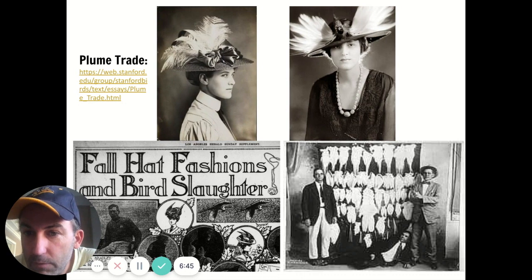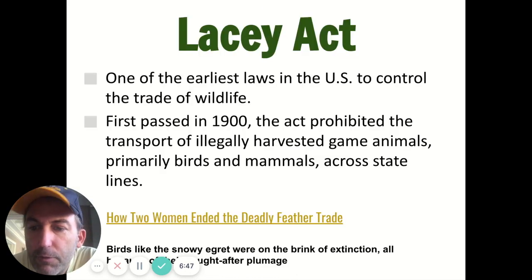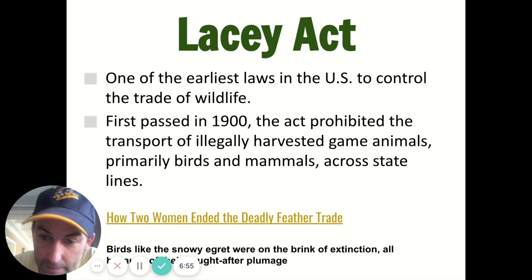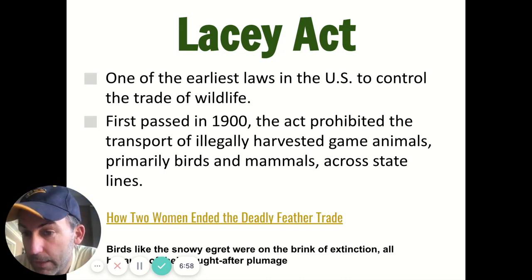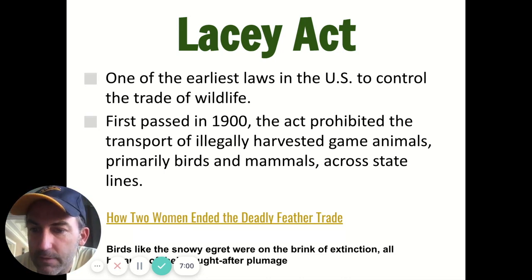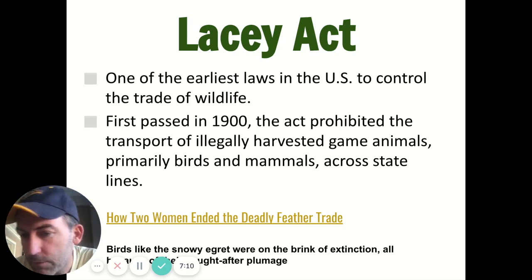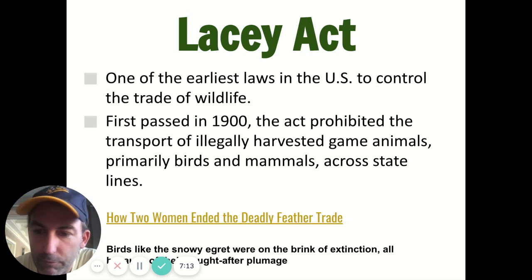And as a result of the plume trade, we had one of our first pieces of conservation legislation passed in the United States. So it was the Lacey Act in 1900, which prohibited the transport of illegally harvested game animals, mainly birds, across state lines. A lot of the plumes being worn on hats in New York City and all up and down cities on the East Coast were coming from Florida and tropical areas, some in Georgia, but definitely Florida and further south.